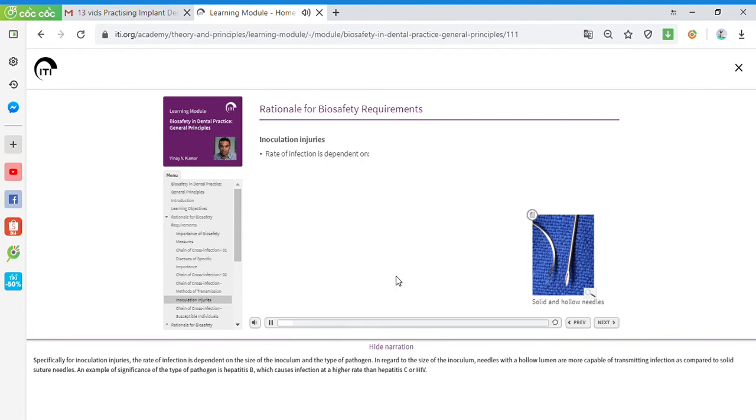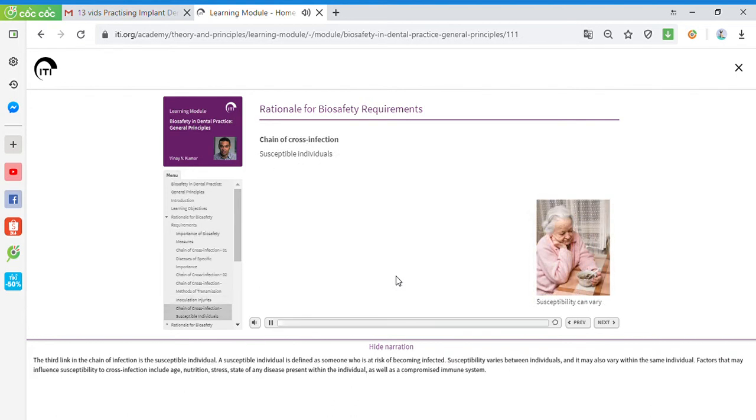Specifically for inoculation injuries, the rate of infection is dependent on the size of the inoculum and the type of pathogen. In regard to the size of the inoculum, needles with a hollow lumen are more capable of transmitting infection as compared to solid suture needles. An example of the significance of the type of pathogen is hepatitis B, which causes infection at a higher rate than hepatitis C or HIV.